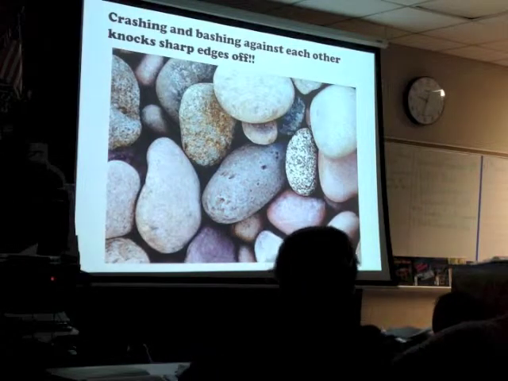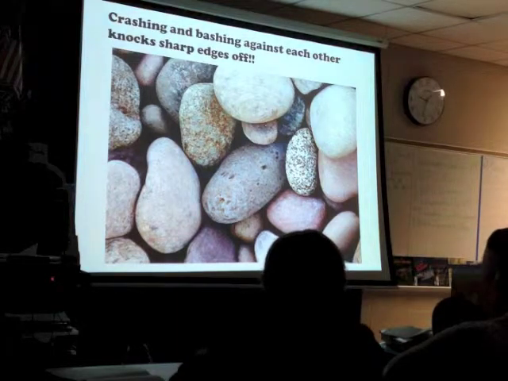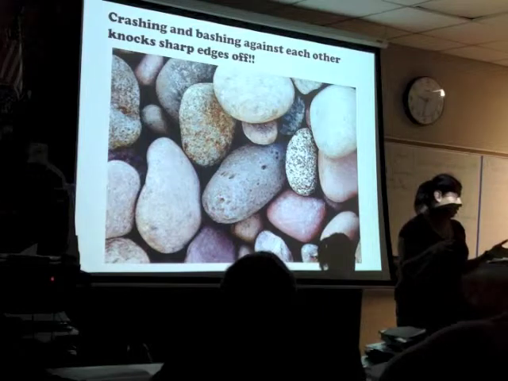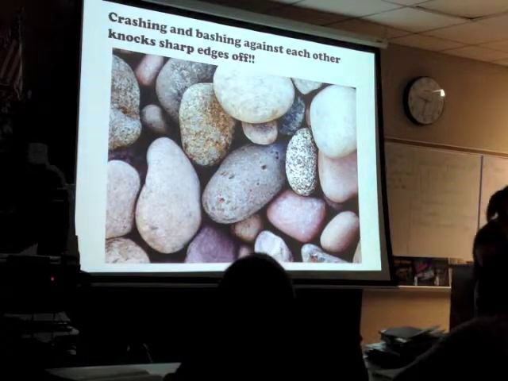So when you look at rocks, you can tell somewhat age-wise by looking at the jaggedness. Okay? If it's really jagged, it's newer. If it's smoother, it's older.